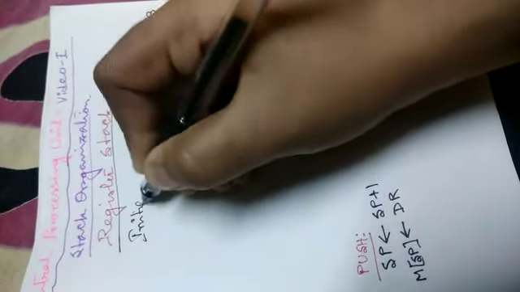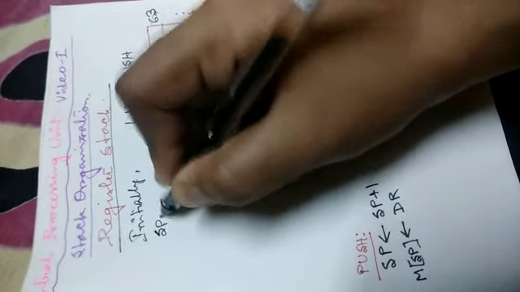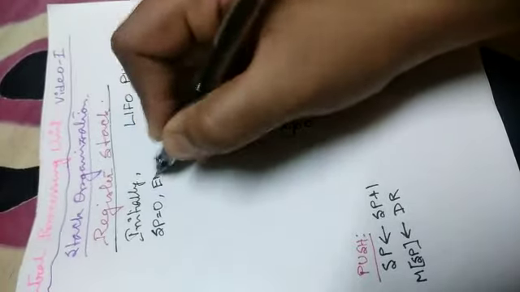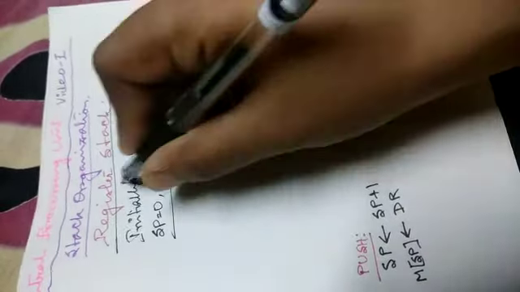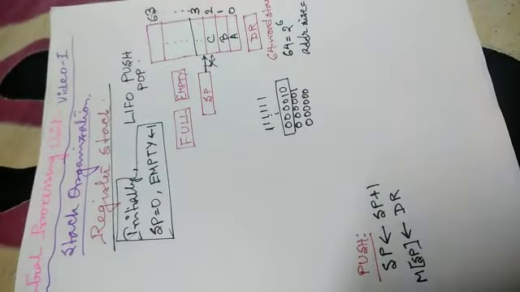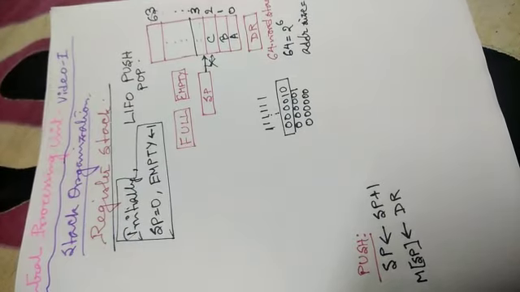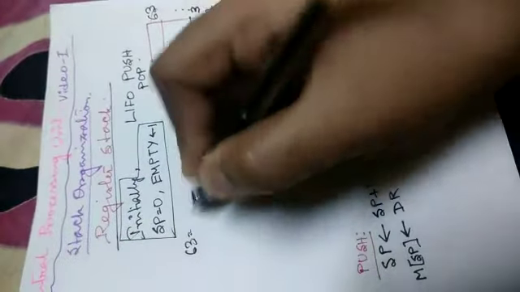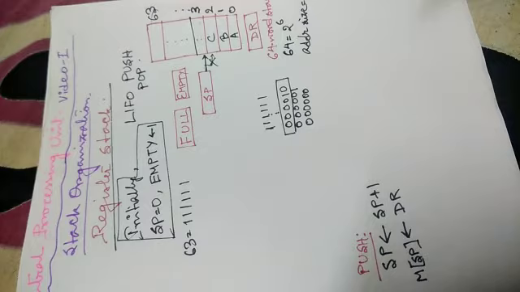Initially, stack pointer points to 0. That means empty is set to 1, right? Now in this example, the highest address is 63, right? 63 in binary it is 111111.